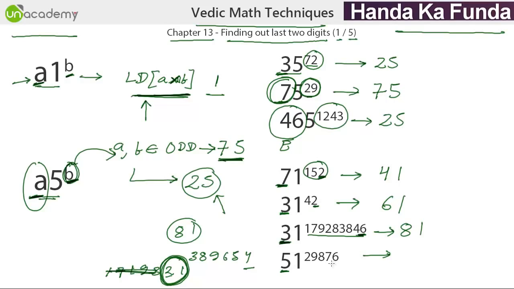How about 51 to the power of something? So all I need to do is 5 into 6. 5 into 6 is 30, or the last digit is 0. So what will be my answer here? My answer will be 01. Yes guys, it is actually that simple. So if you want to find out the last two digits of a number ending in 5 or 1, for 5, all you need to check is whether both of them are odd or not. And for 1, you just need to calculate the last digit of the number before and the power.